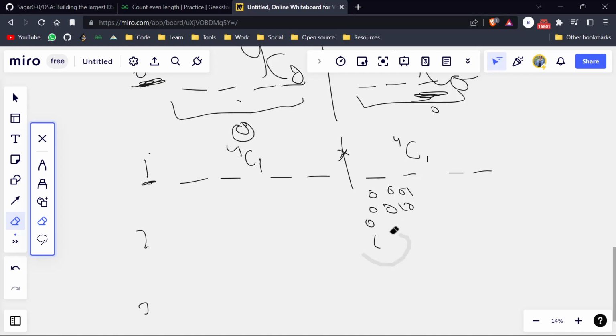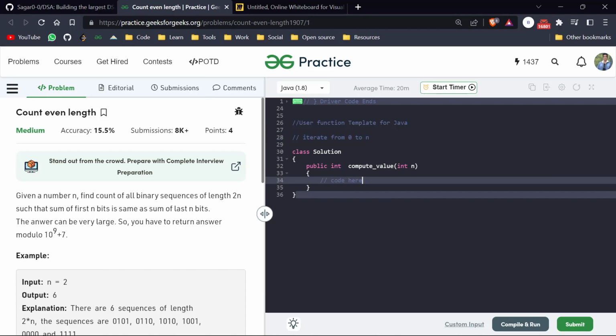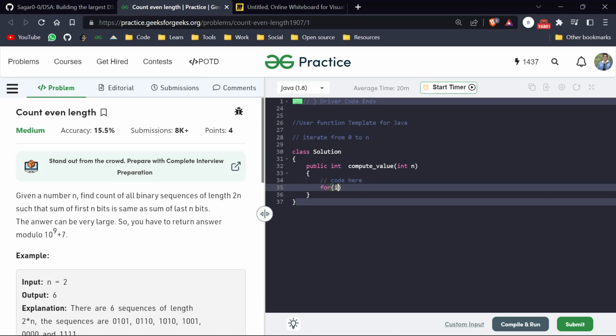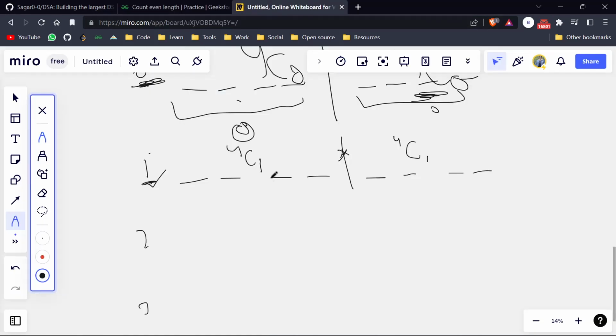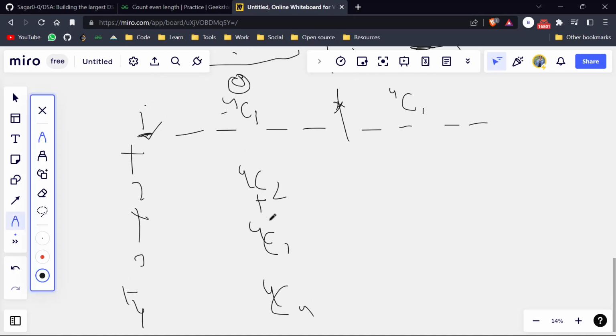So how are we finding the possibilities for any particular bit count, right? First of all, we have to iterate from 0 to n, and what we have to do is find nCr. So here we are finding 4C1, and here we have to find 4C2, 4C3, and after that 4C4. So what is the total count? We have to add all the values, right? So we have to finally add all the values.